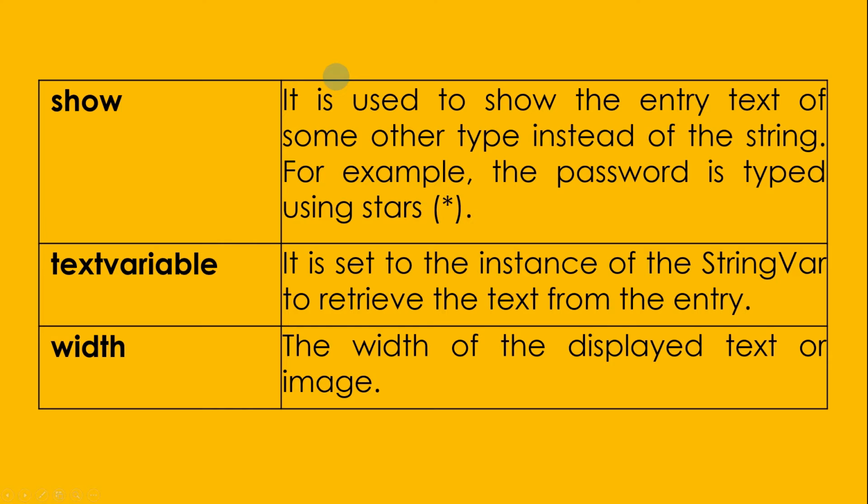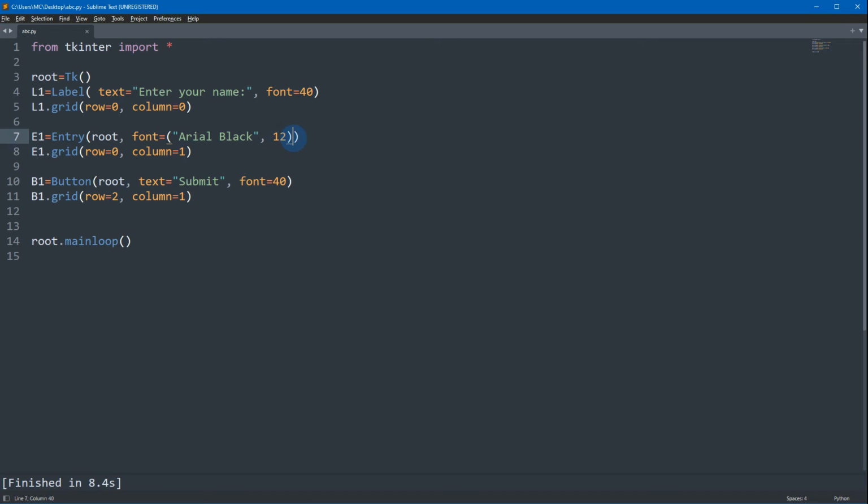So now, guys, we also have the next option, which is show. So show option is used to show the entry text of some other type instead of the string. So basically, it is used for password. Okay, so here, guys, let's have comma for the other option. The next option we have show. So if you want to show asterisk instead of the string, just place here asterisk. It is placed in double quotes.